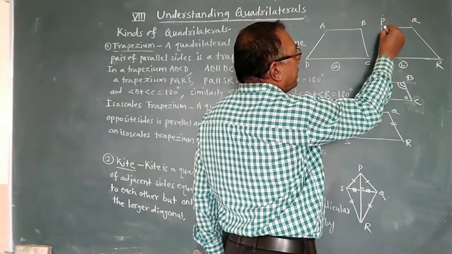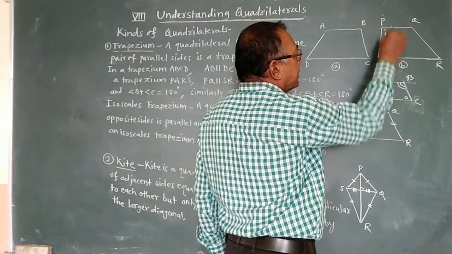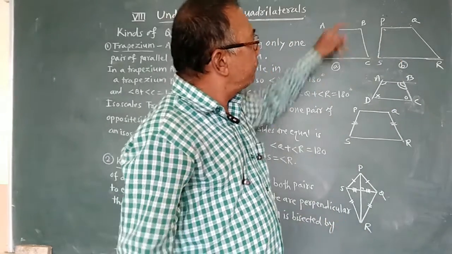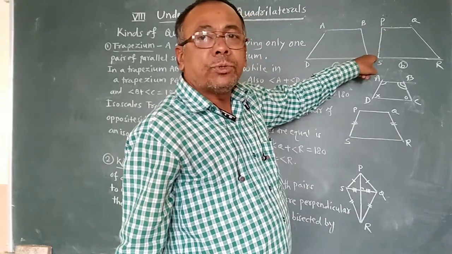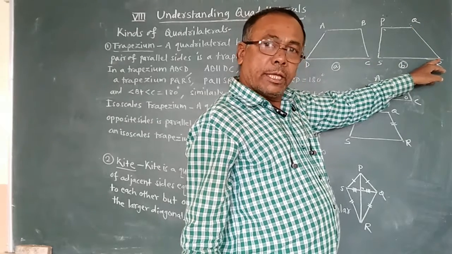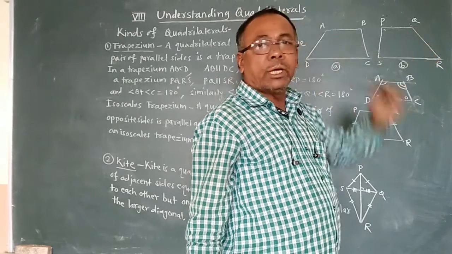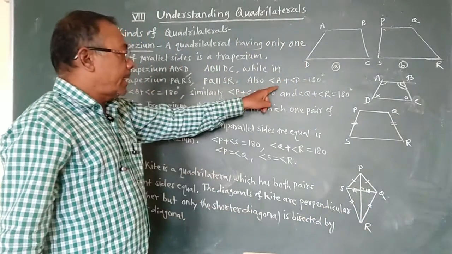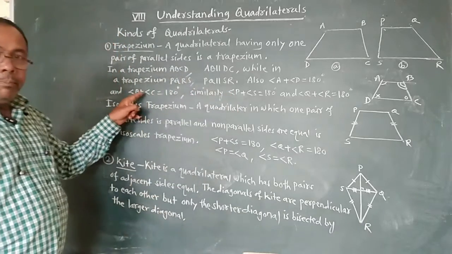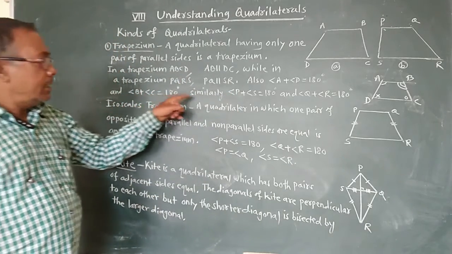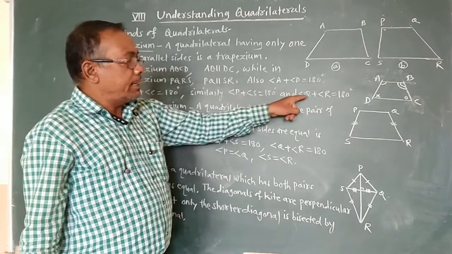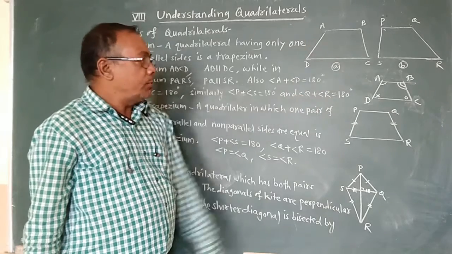Here, these two lines are parallel. PS is the transversal, then angle P and angle S are interior angles formed due to the transversal of the two parallel lines, and therefore P plus S is equal to 180 degrees. Similarly, angle Q and angle R are also supplementary, and therefore the sum of these two angles is 180 degrees. Therefore, angle A plus angle D is equal to 180 degrees. Similarly, angle D plus angle C is equal to 180 degrees. For the second figure, angle P plus angle S is equal to 180, and angle Q plus angle R is equal to 180.